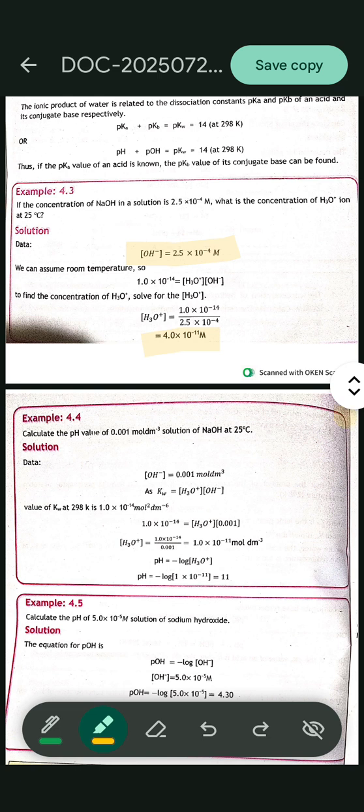Now we have example 4.4. This is also the same, in which we just have to put the values of OH negative ion concentration and Kw value. Just dividing with each other, we got 1.0 into 10 to the power minus 11 mole per decimeter cube. Now for calculation of pH, we will put this value in this equation, and we got the final answer, that is 11.